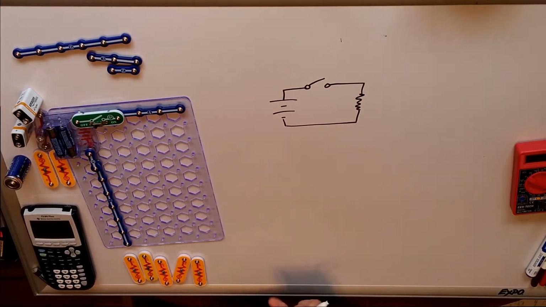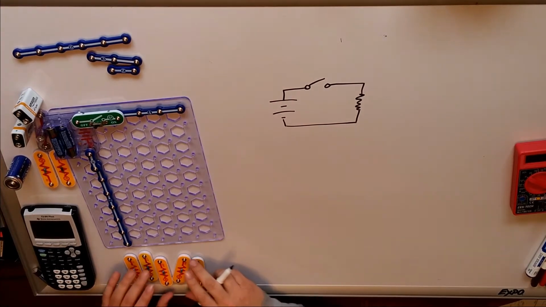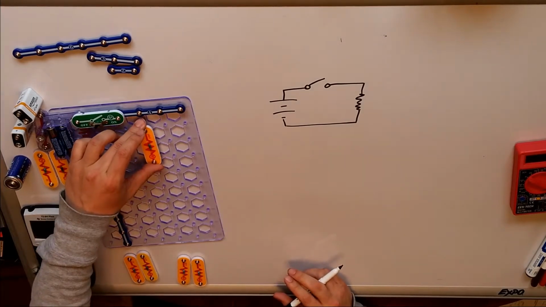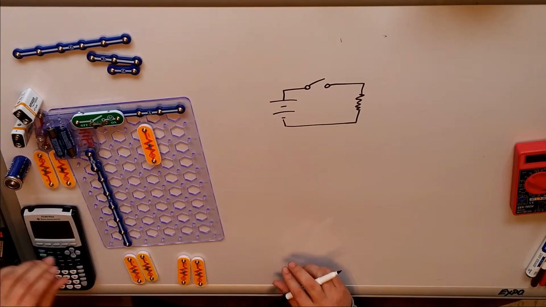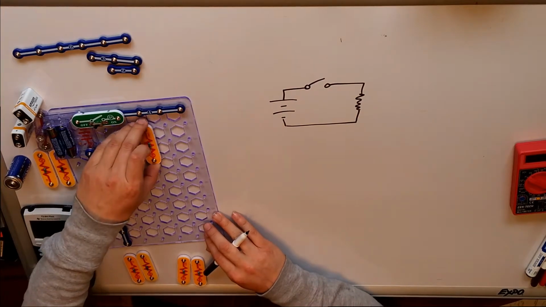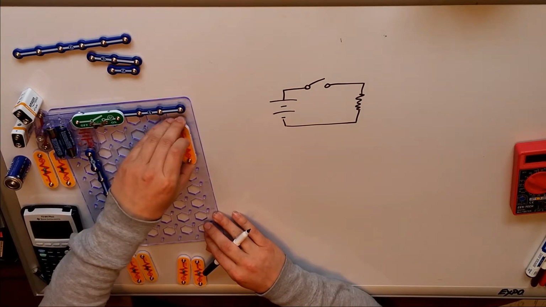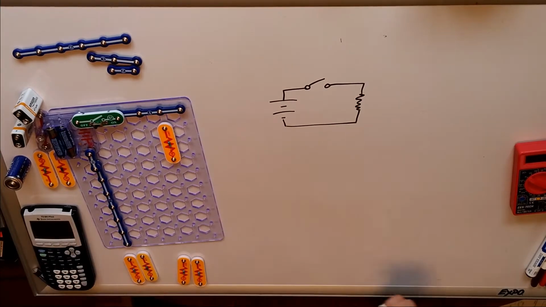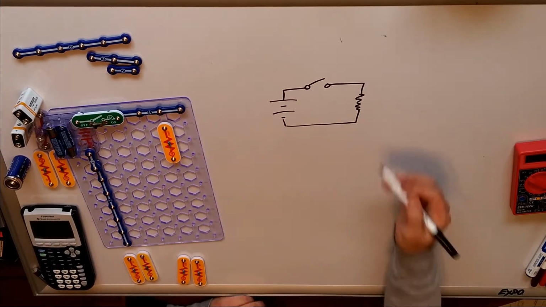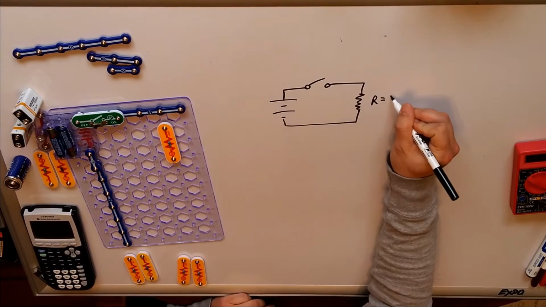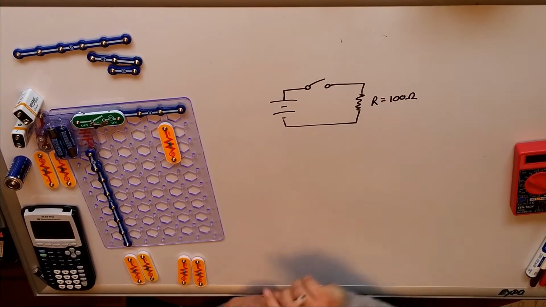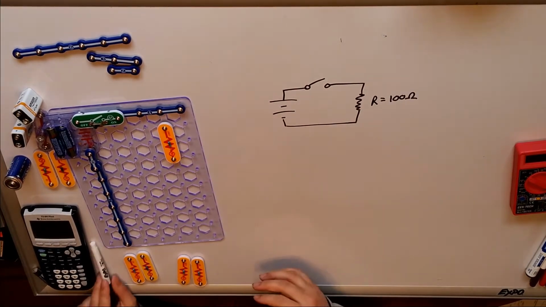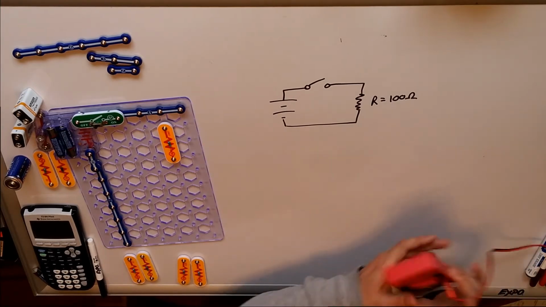Okay, so let's check this out. I'm going to try and build this in real life. I'm going to take a 100 ohm resistor. We've done a little bit of work with them. And let's see, do I have enough of my parts? Okay, that's fine. I should have enough supplies over here that I can build it. All right, so I've got a 100 ohm resistor. R equals 100 ohms.